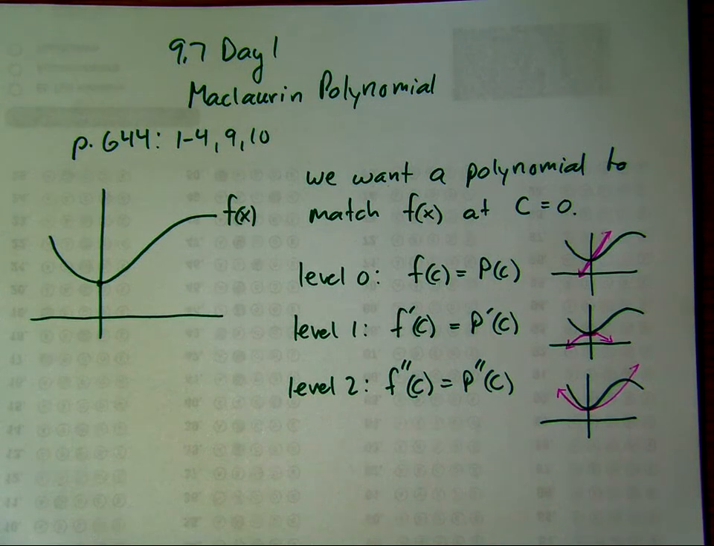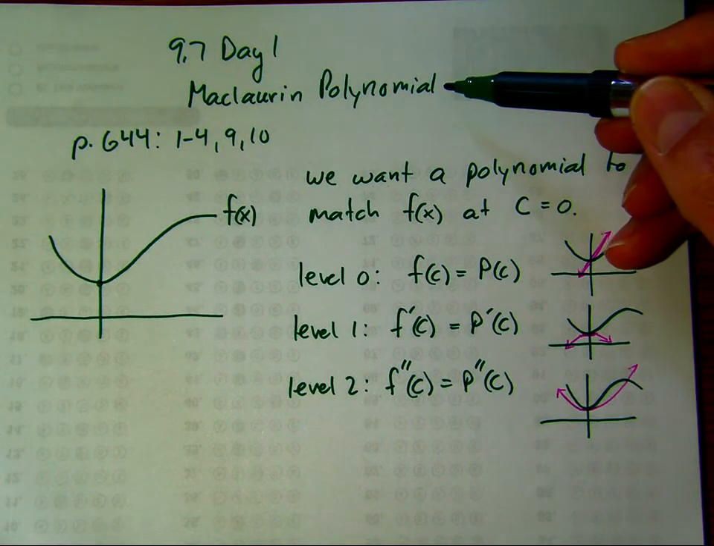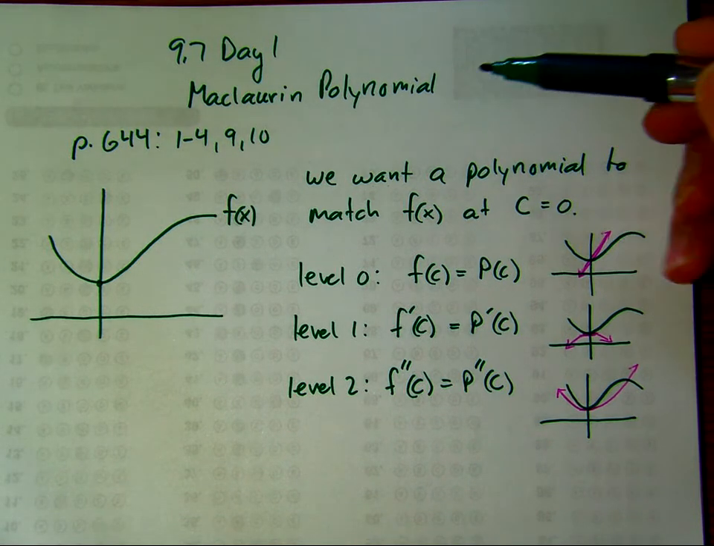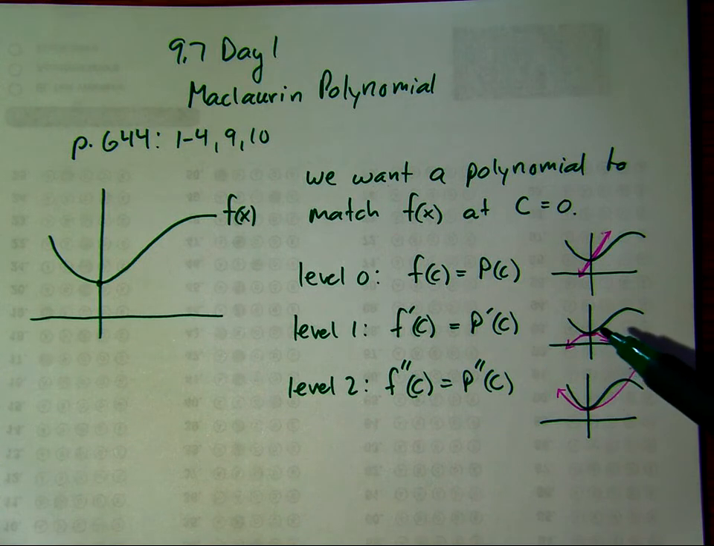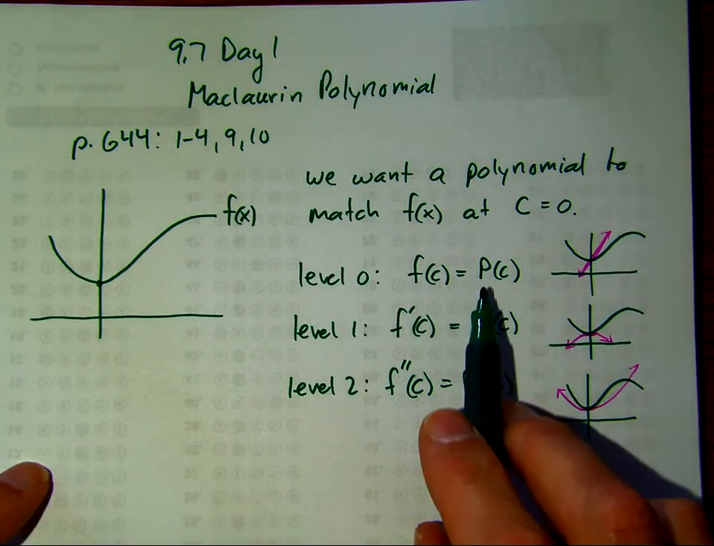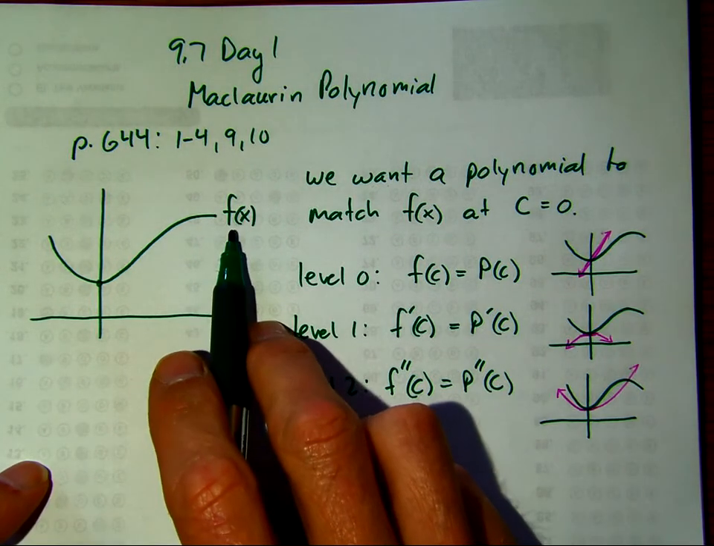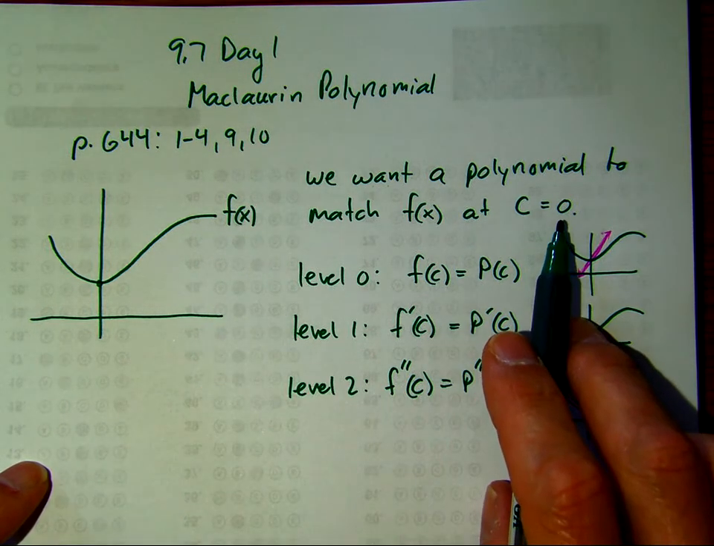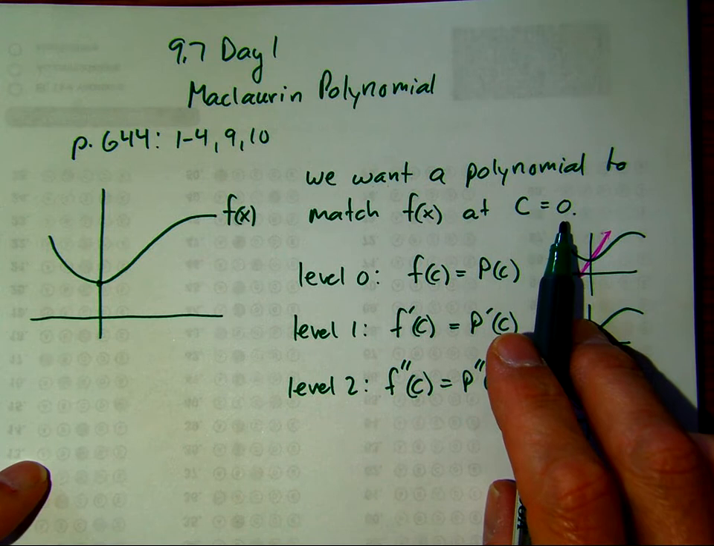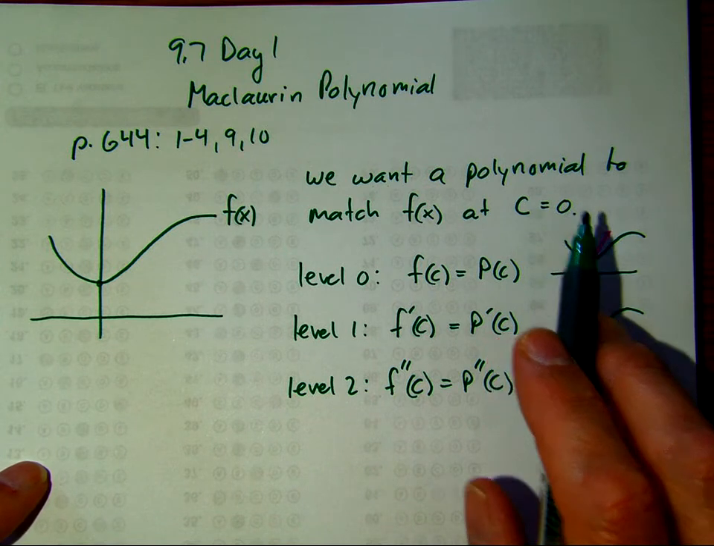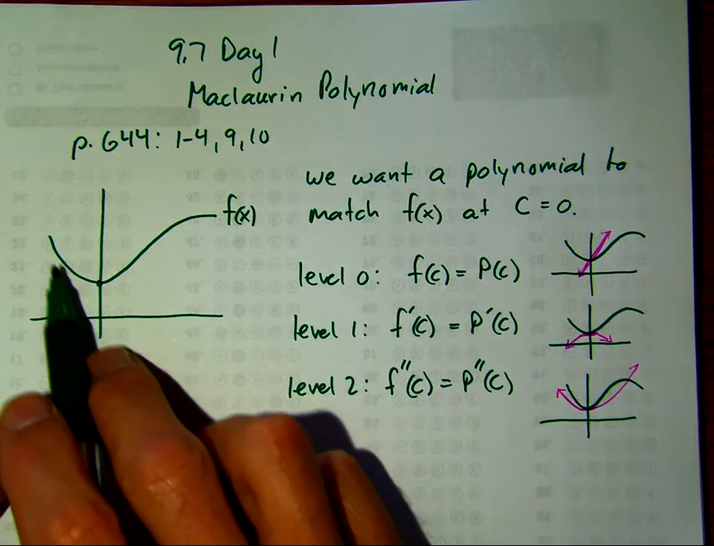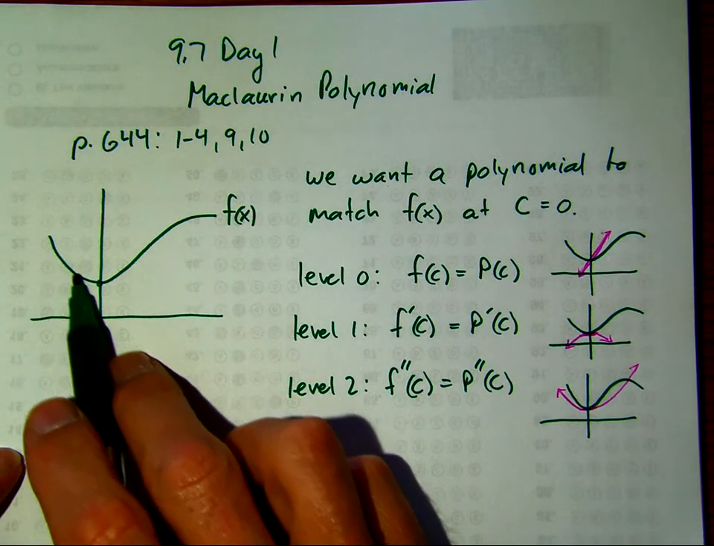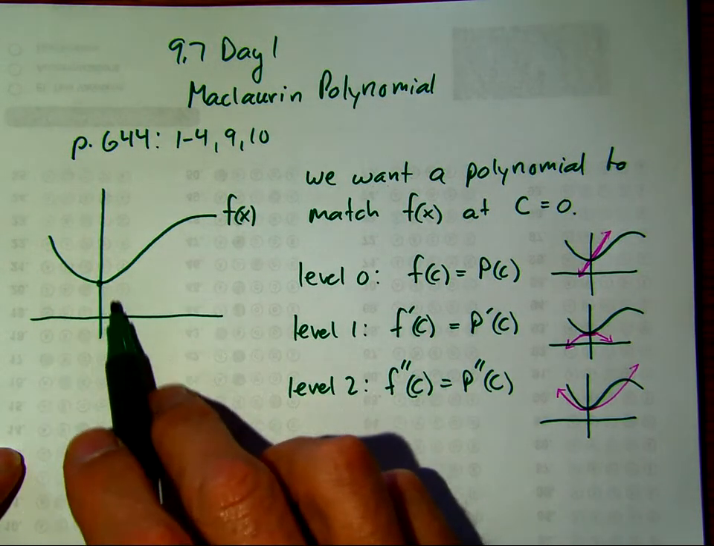All right, in this lesson, we'll talk about something called a Maclaurin Polynomial. And the goal here is to make a polynomial P that'll match this function. We also want it to match exactly when x equals 0. So the polynomial, we want it to curve and ideally match this exactly. It won't match this exactly.